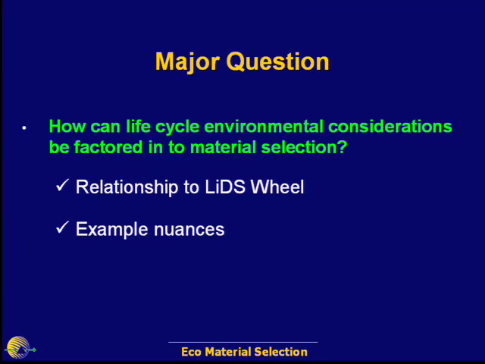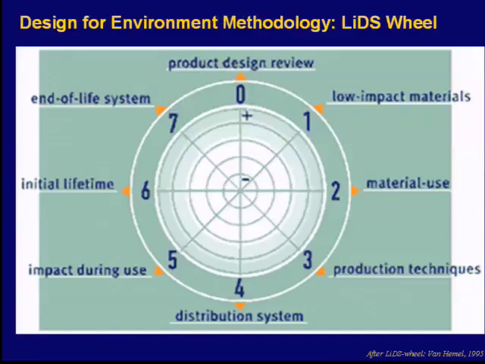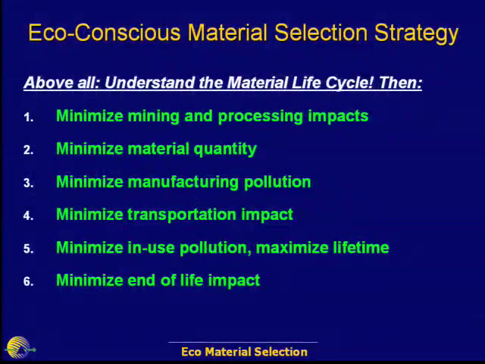Talk about the relationship to the LiDS wheel and some nuances here. Went through the LiDS selection strategy here, what we're really trying to do when we select materials. We, of course, want to consider the mining and processing, the quantities of the material we're using, how much toxicity went into the production of the material, and the manufacturing process for that material. Transportation impacts we'll talk about. In-use pollution we've talked a lot about. We'll have one more example today with fuel tanks, maximizing lifetime, and end-of-life impact, as we said, Friday and Monday. We'll talk much more about those.